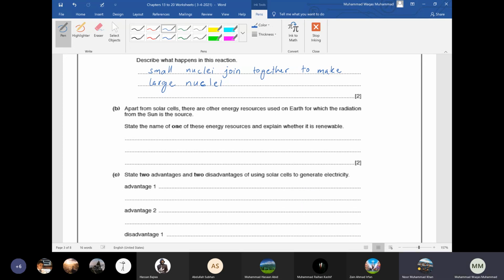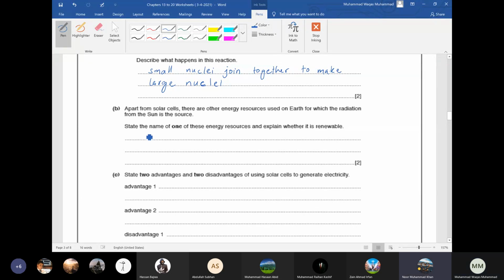Beta, getting my point or not? Yes, sir. Okay. Now beta, apart from the solar cell, there are other energy sources used on Earth for which the radiation from the sun is the source. State the name of one of these energy resources and explain whether it is renewable. You can write wind energy, wave energy, fossil fuels, whatever you write. Then you have to tell whether it's renewable or non-renewable. So what are we going to write?